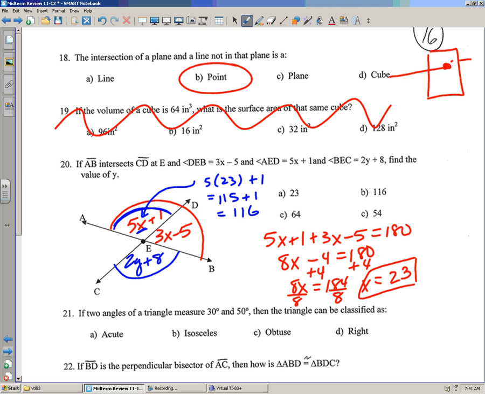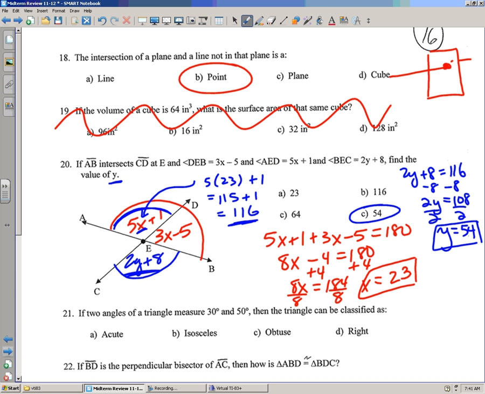Notice that is a choice. That's not what they asked for. They asked us to find the value of y. But we know angle BEC is equal to the 116. So now we know 2y plus 8 equals 116. Subtract 8, 2y equals 108. Divide by 2, and y is 54. That's a tough question, but if you can do that, it really should be choice D. If you can do that, you can do a lot of the questions on the midterm.